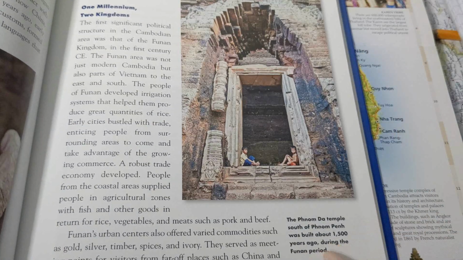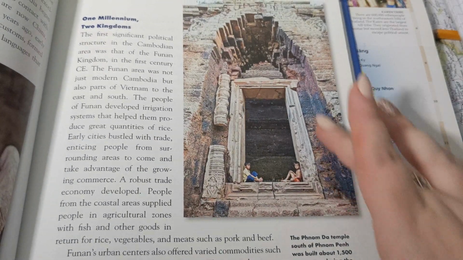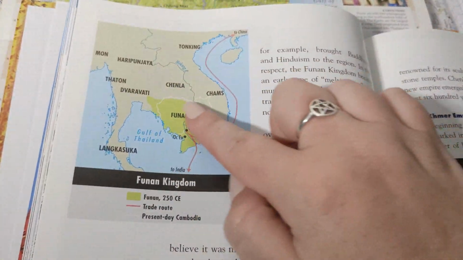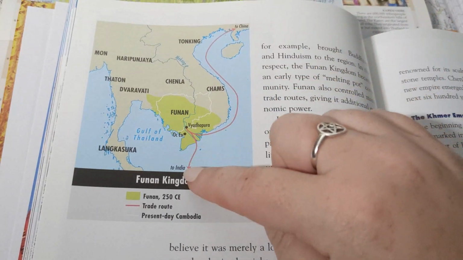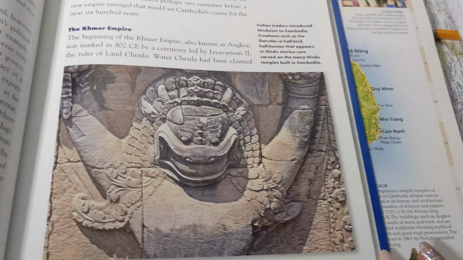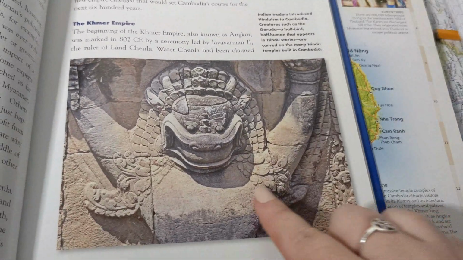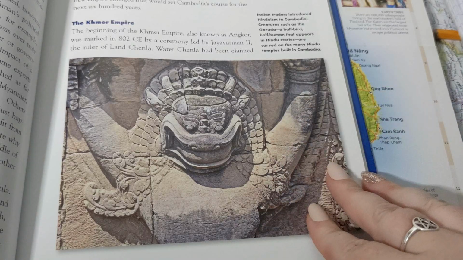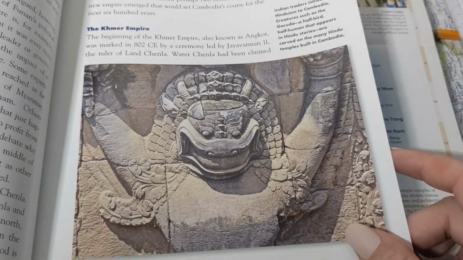This is built during the Funan period. It says the Phnom Da Temple. There's a map of Funan right here, and you can see how they traded to India, to China. Look at this. This is a Garuda, I think it's pronounced. Half bird, half human. One of the mythical creatures of Cambodia.